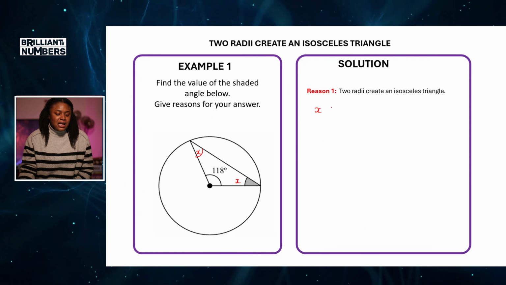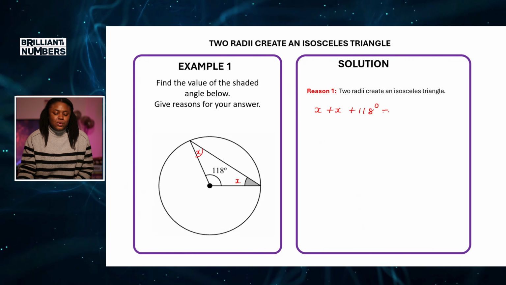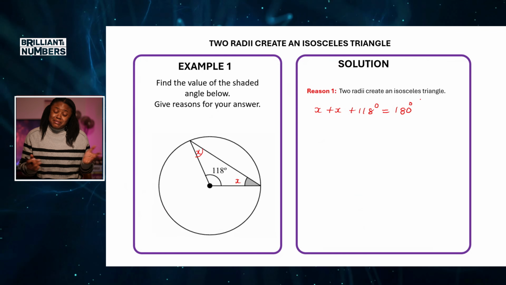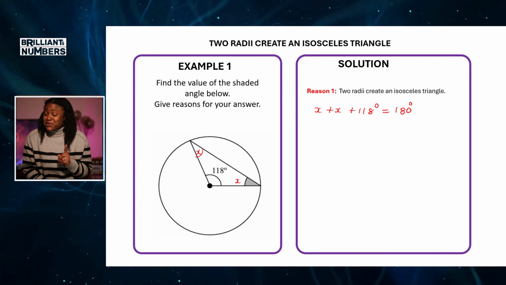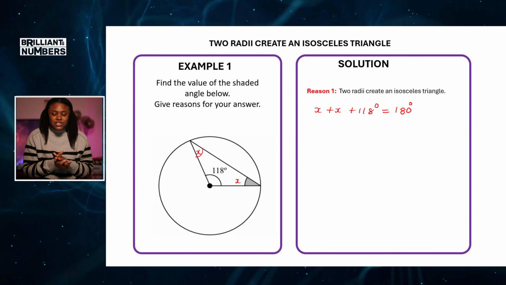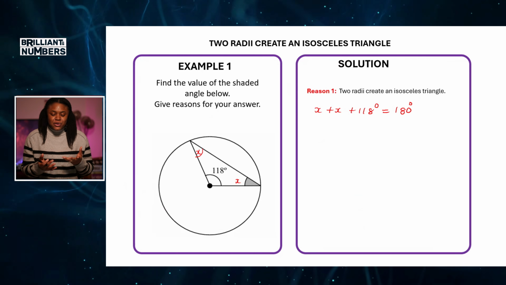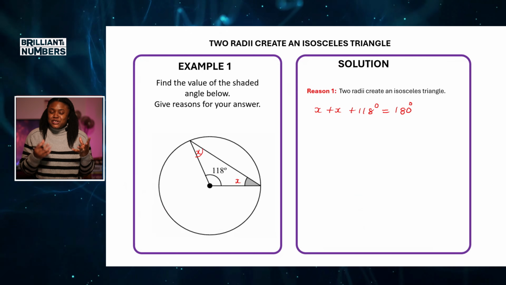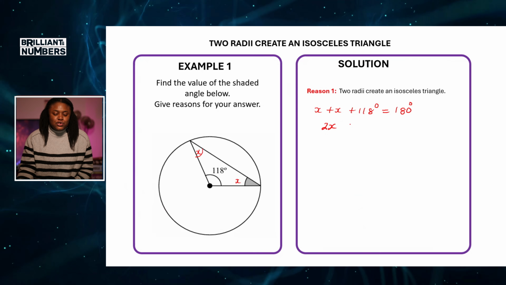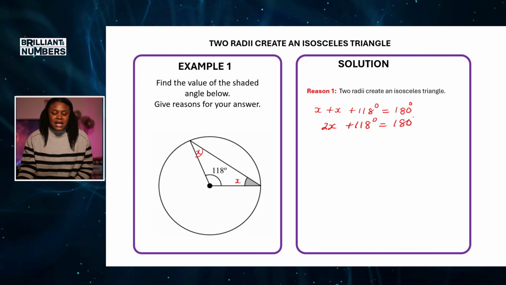So then x add 118 degrees will be equal to 180 degrees. Okay, using my algebraic skills, which I'm sure you've got, because at the beginning we looked at some simplification of algebraic terms in previous lessons we've done, even if it was in another topic. But by now your algebraic skills should be growing. So we know that x add x is equal to 2x. So we've got 2x add 118 degrees is equal to 180.